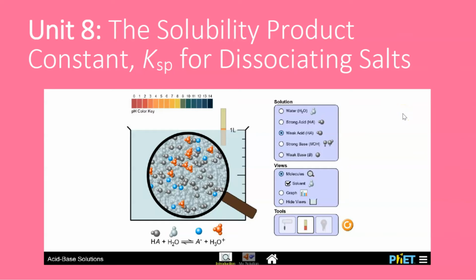Hi all, we have one more equilibrium constant to discuss. We've seen Kc, Kp, Ka, Kb, Kw. Now we're going to look at Ksp, the solubility product constant.